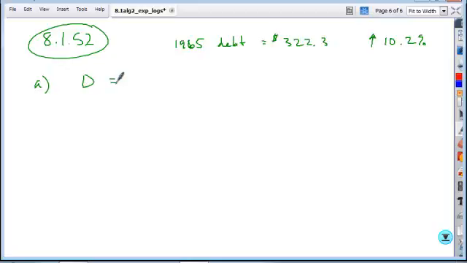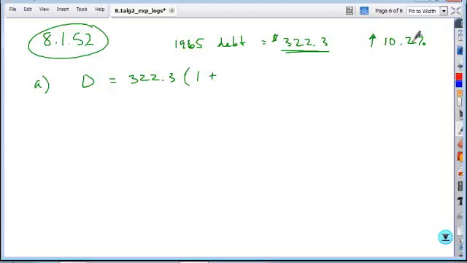So when you're looking to write this model for this piece of information, it asks you to choose it as D. And then you take your starting amount. The starting amount is what we start with in 1965. So 322.3 is our initial amount. And we're going to multiply that by the growth factor, and the way that you find the growth factor is you basically add 1 to whatever the rate is. So our rate is 10.2.